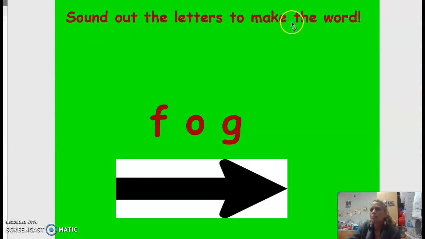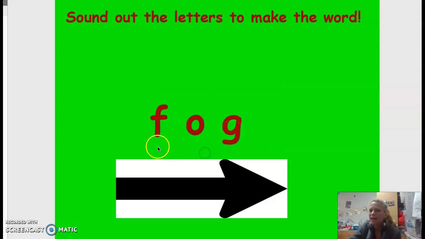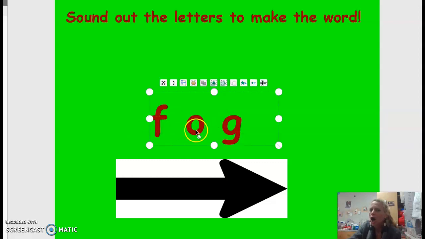Sound out the letters to make this word. We'll start on this side. This is the first, middle, and end. Let's find out what word this is. F, A, G. Did you see how I did that? I said each sound, and I always make sure I start from this side and I read across. I can touch each sound and say it. F, A, G. Fog.